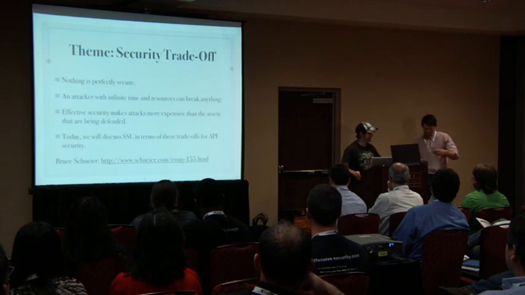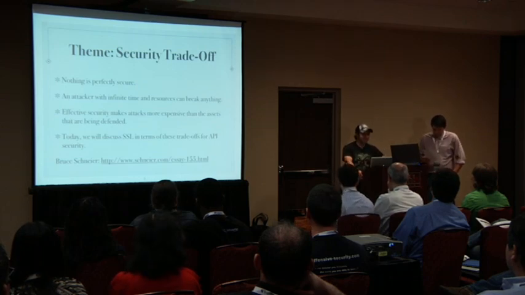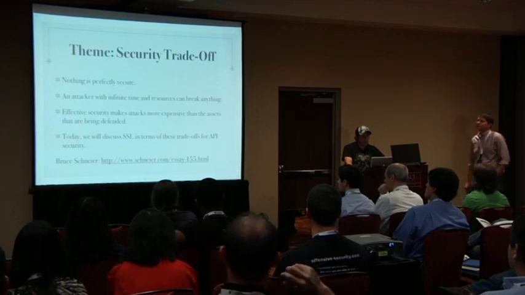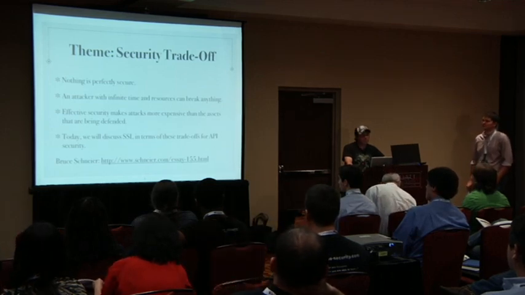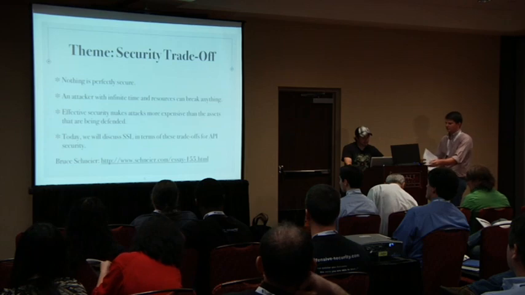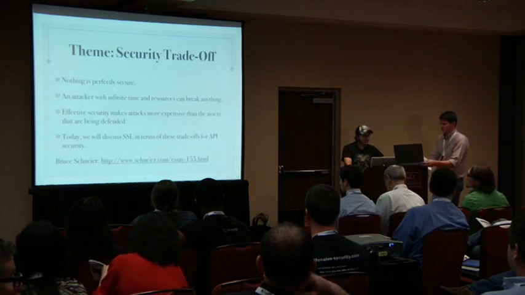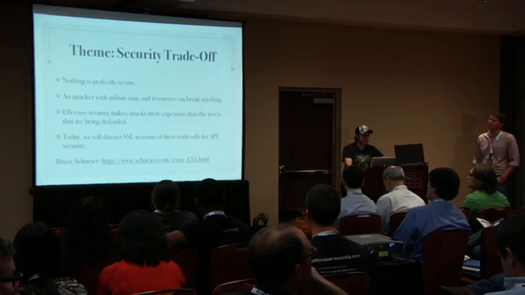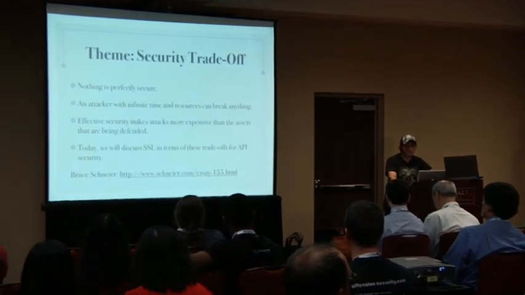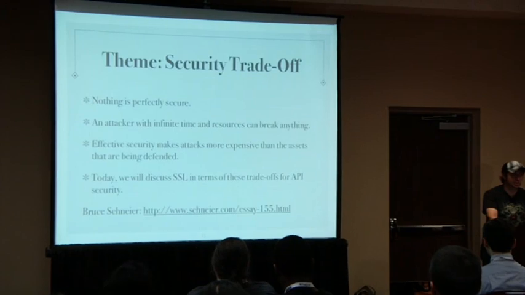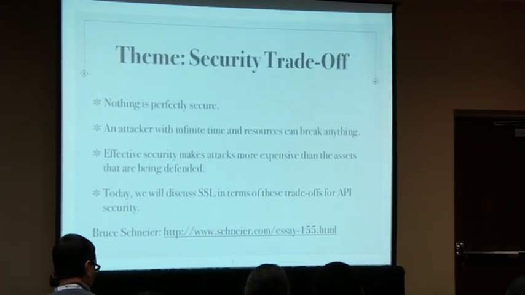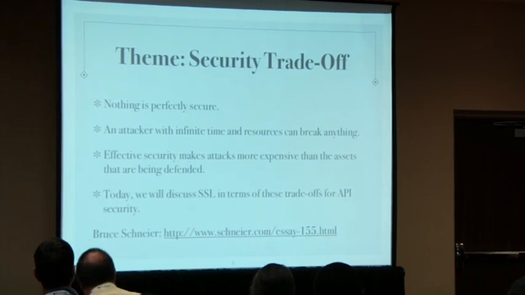Guys, technical difficulties. So one big theme that is going to recur here is that nothing's going to be perfectly secure. So we're going to suggest a lot of potential fixes to a broken API from a security standpoint, but nothing is going to be absolutely perfect. And we'll discuss exactly how to break the even more secure versions of the API. So essentially, an attacker with infinite time and resources is going to be able to break anything.